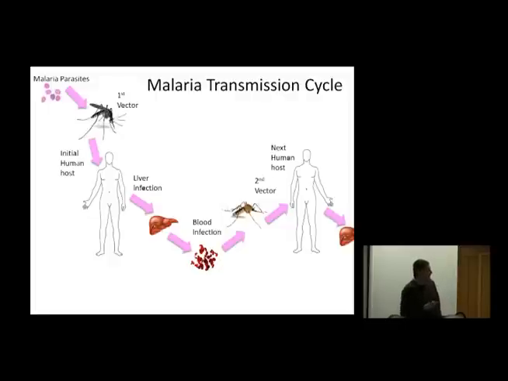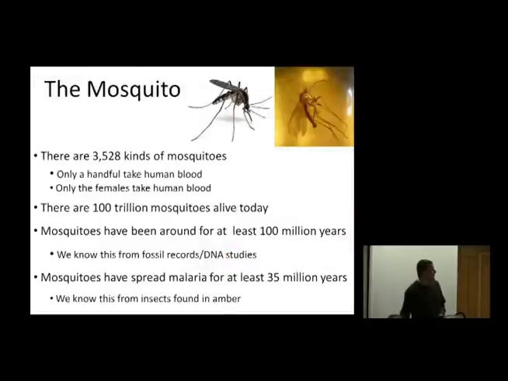At this point, a second mosquito comes and takes a snack from you. And now this mosquito, although originally a virgin in terms of the disease, now also has the disease and will spread it to the next person and to the next person and so on to infinity. So this is the basic cycle that we've known about for about 100 years. I'll gloss over this. Let's actually talk about the mosquito.